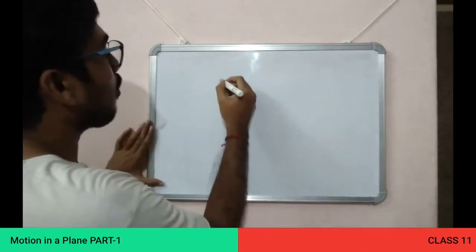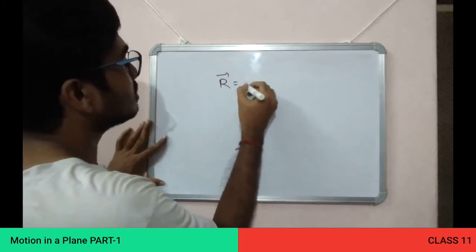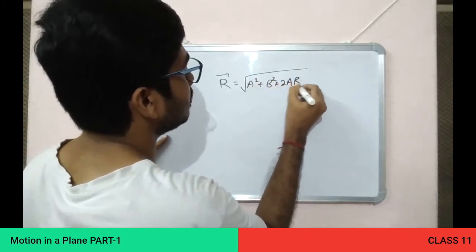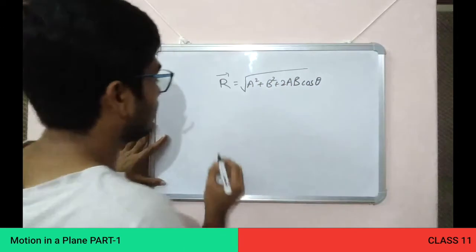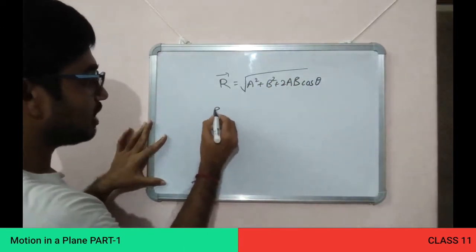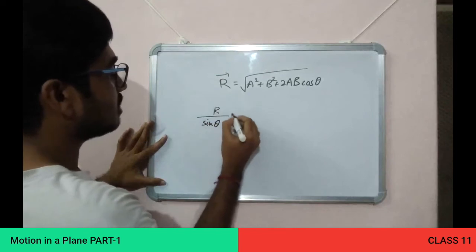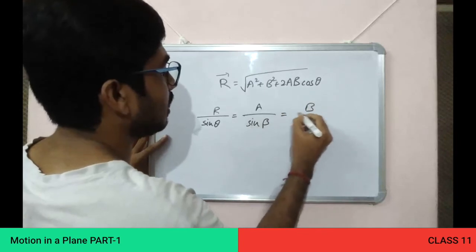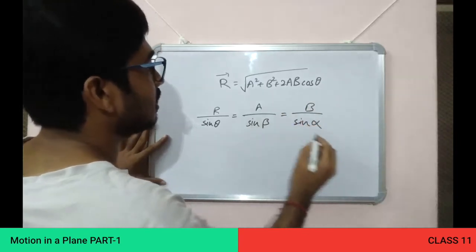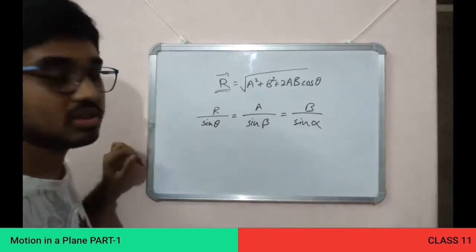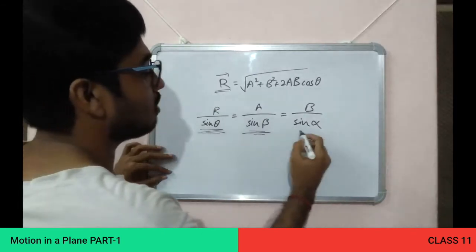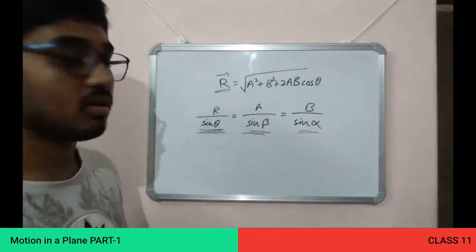So in the previous example, we get R is equal to root under A square plus B square plus 2AB cos theta, and we also get R by sin theta is equal to A by sin beta is equal to B by sin alpha. Here we get the resultant magnitude, and with the coordinate system, the angle or direction.